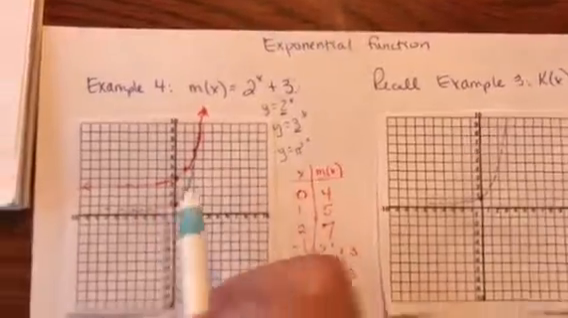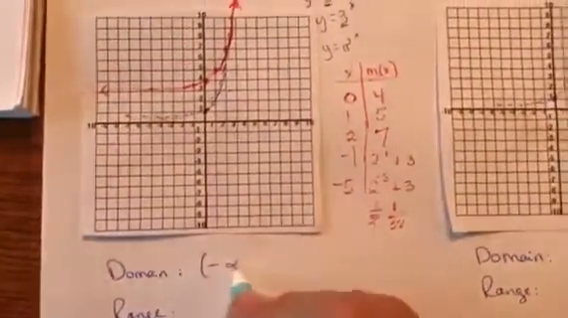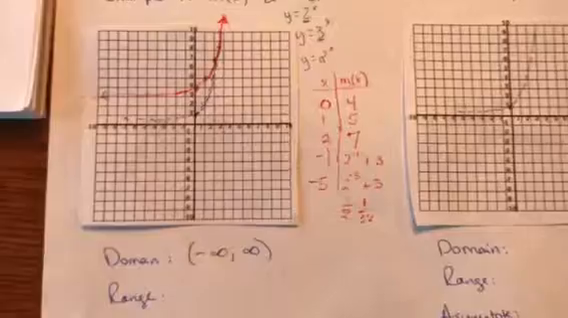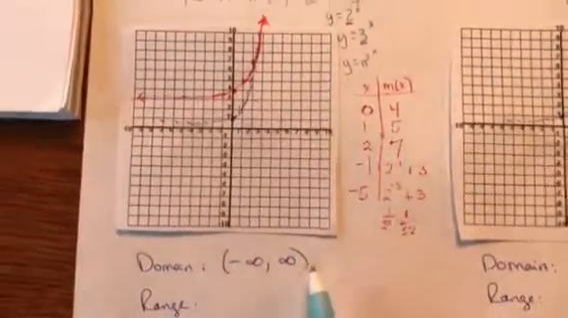And you can plug in anything you want. So my domain is from negative infinity to infinity. In fact, you could actually fill out your domain for everything. That never changes for an exponential function.